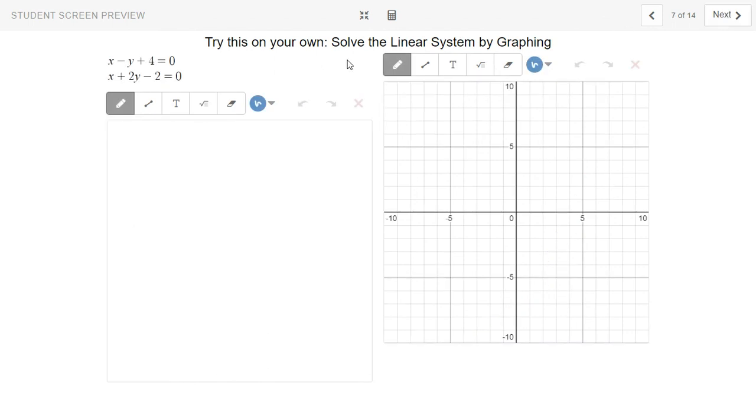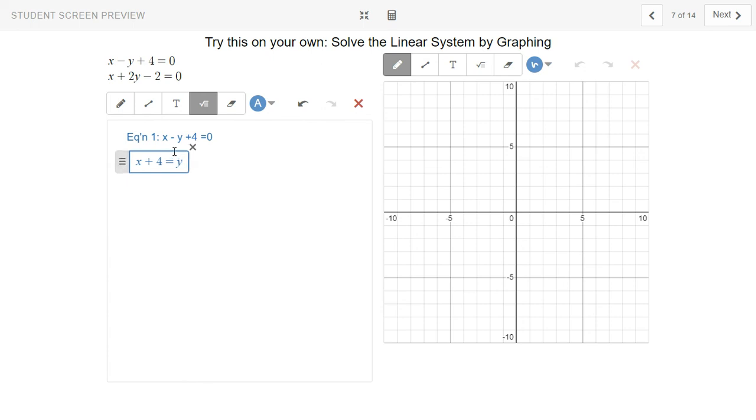Last question for you to try on your own. Once again, pause the video, try this, and then come back to check your answer. Let's first rearrange this equation. x minus y plus 4 is equal to 0. When I rearrange it, I have x plus 4 is equal to y.